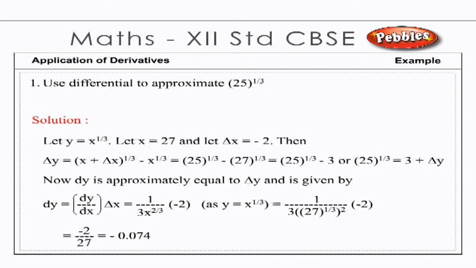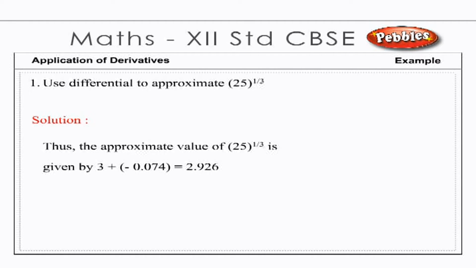Now, dy is approximately equal to delta y and is given by dy is equal to dy by dx into delta x, which is equal to 1 by 3x to the power 2 by 3 into minus 2, as y is equal to x to the power 1 by 3. This is equal to 1 by 3 into (27 to the power 1 by 3) square into minus 2, which is equal to minus 2 by 27, which is equal to minus 0.074. Thus, the approximate value of 25 to the power 1 by 3 is given by 3 plus minus 0.074, which is equal to 2.926.